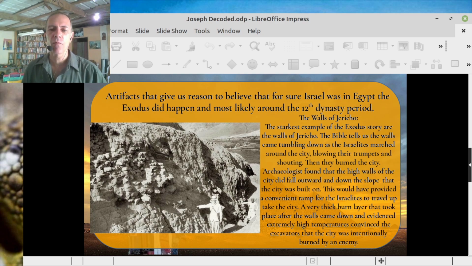A very quick burn layer that took place after the walls came down and evidenced extremely high temperatures convinced the excavators of the city that it was intentionally burned by an enemy. And so the walls fell down, creating a nice rampart for people to climb up, and then there's evidence that the city was burnt. Again, confirming the biblical account as we have it, because they were in their exodus, heading towards the promised land when they came to Jericho.